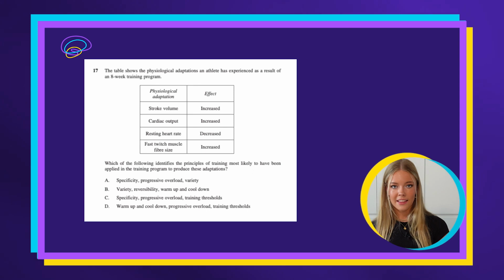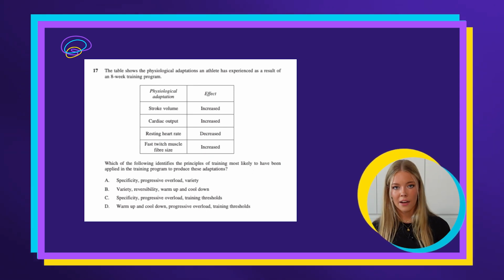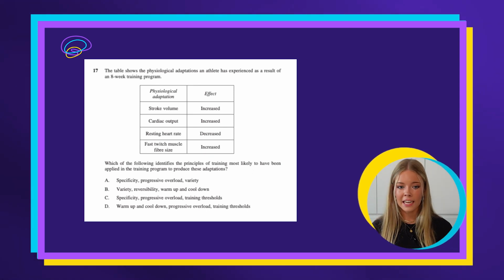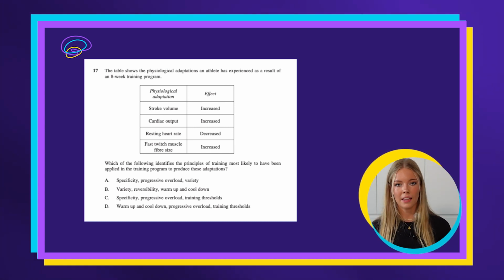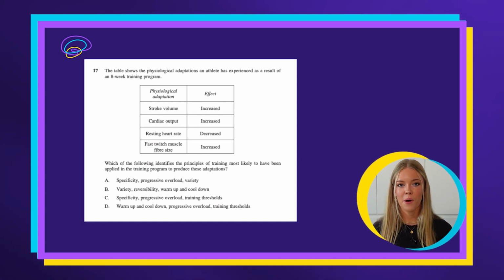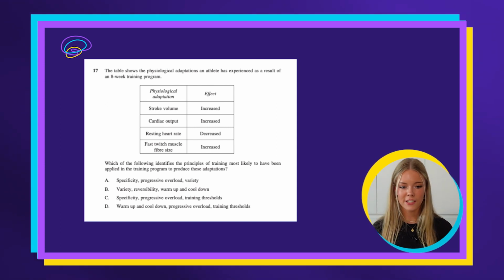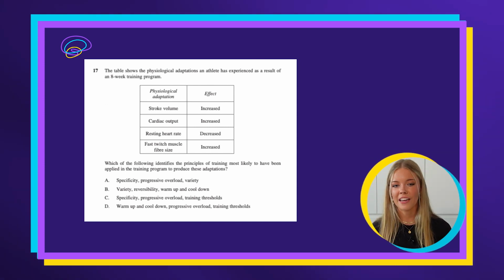Similarly, in option D, they've included warm-up and cool-down, which, although important in training, doesn't necessarily produce these adaptations. So that's something that I'm going to rule out. Now I'm left with option C, which is specificity, progressive overload, and training thresholds.